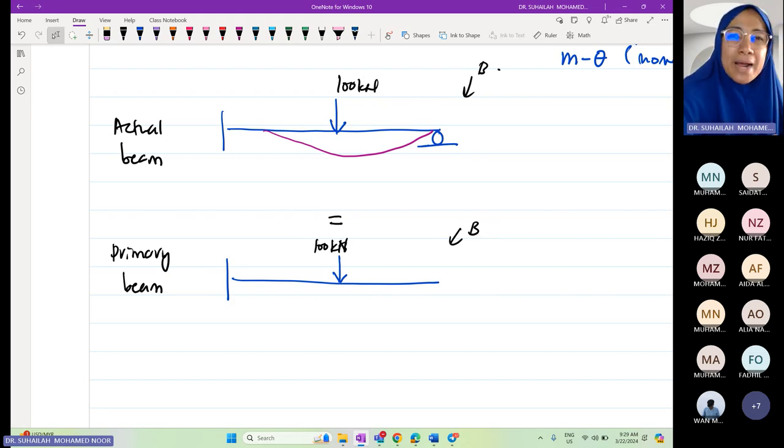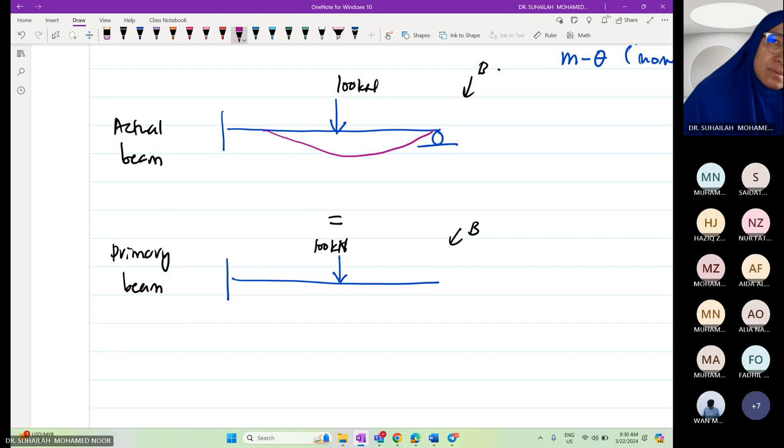So what happened to primary beam? We have removed the roller. So how the deflected shape of this beam look like? Dia jadi macam mana? Cantilever beam like this, macam mana dia deflect? Turun ke bawah. Okay, macam ni. Okay, kita remember kita nak fokus pada point B. Deflection at point B. Nanti saya label. Kita habiskan dulu.